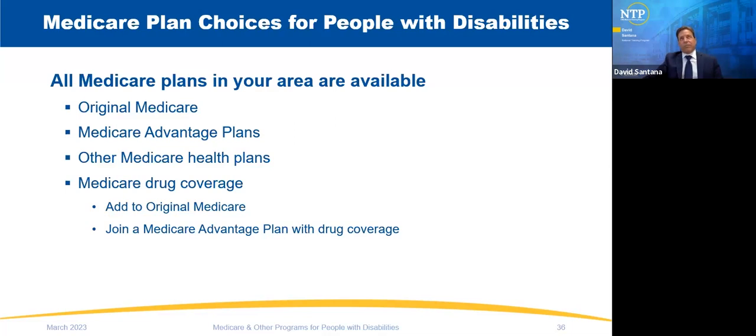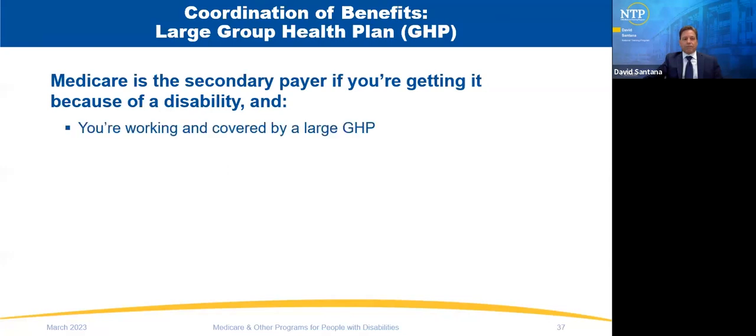In other words, when an individual becomes eligible for Medicare under 65, they have mostly all the choices that you would have when you get Medicare for the first time when you turn 65. So it's really not much of a difference there with the healthcare coverage choices.